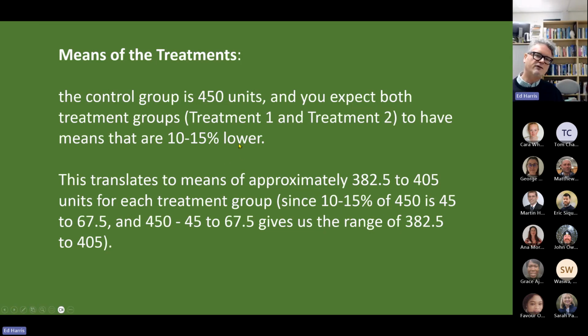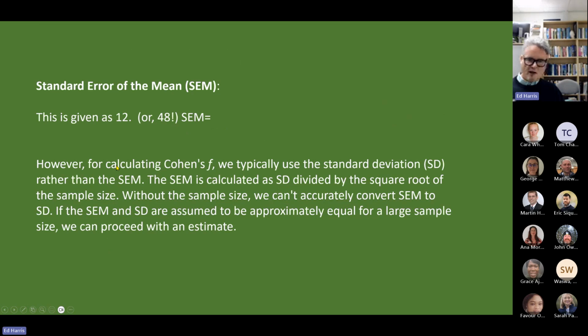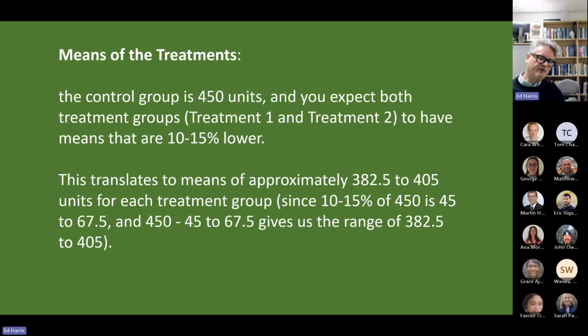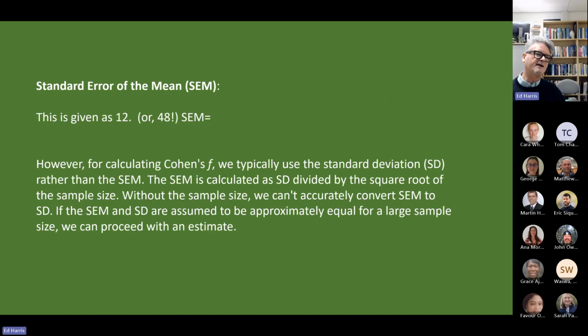So the control group is about 450 units for methane. And you expect the treatment groups to have about 10 to 15% lower. Now, I estimated the range of the treatments based on that 10 to 15%. But what I don't say on here is that I decided to go ahead and do the power analysis for 12.5%, so just the average of your expected. Sometimes you could do the range of expected values, but that is a bit overkill for this one, for reasons I'll explain in a second. Now the standard error of the mean is 12.